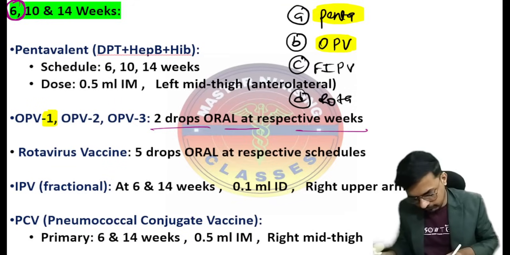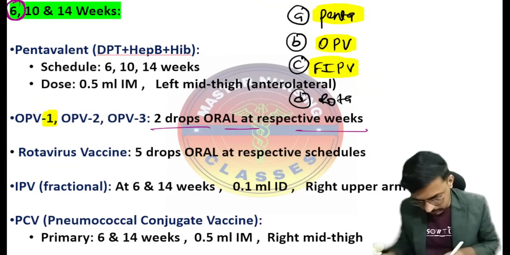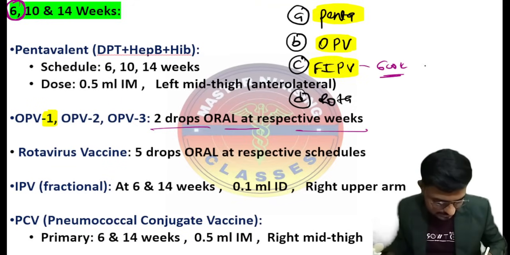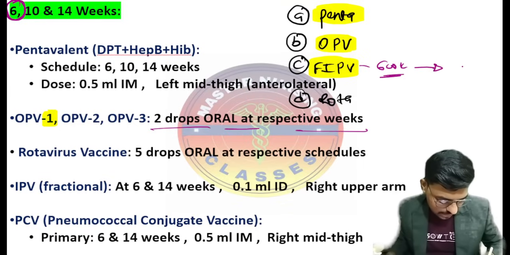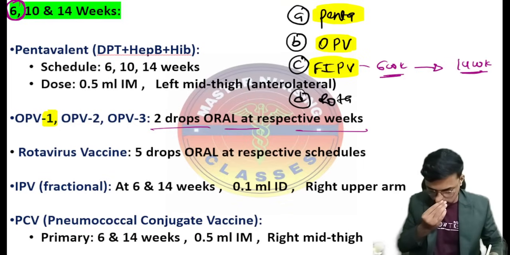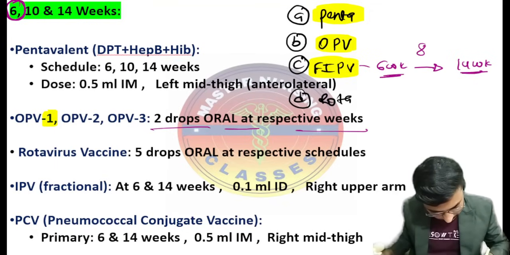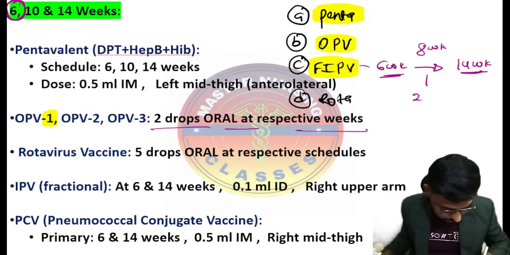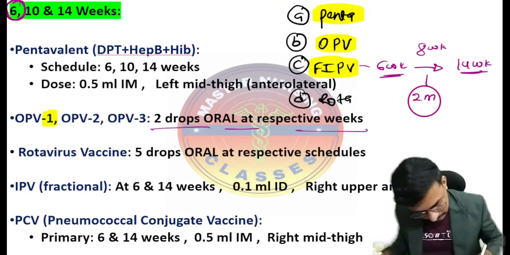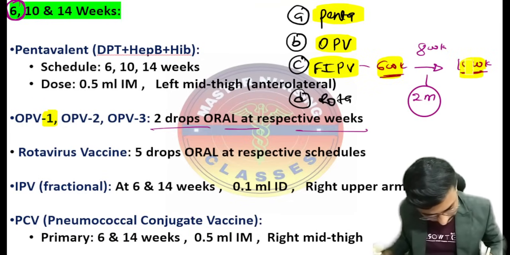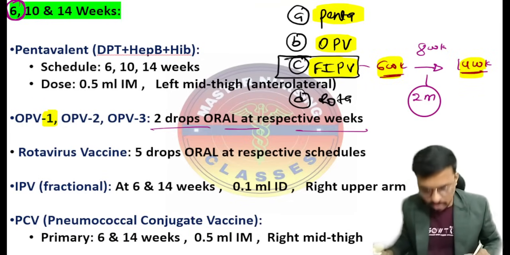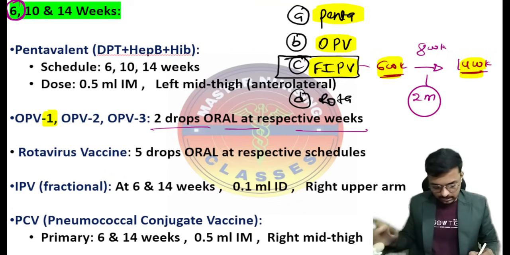Next, the fractional IPV will be given as the first dose at the 6th week, and the second dose will be given at the 14th week. So the gap in between will be 8 weeks, or 2 months. Please do remember, right? At the 10th week we are not giving the IPV, so the correct answer is the fractional IPV, which will not be given at the 10th week. That is very important.